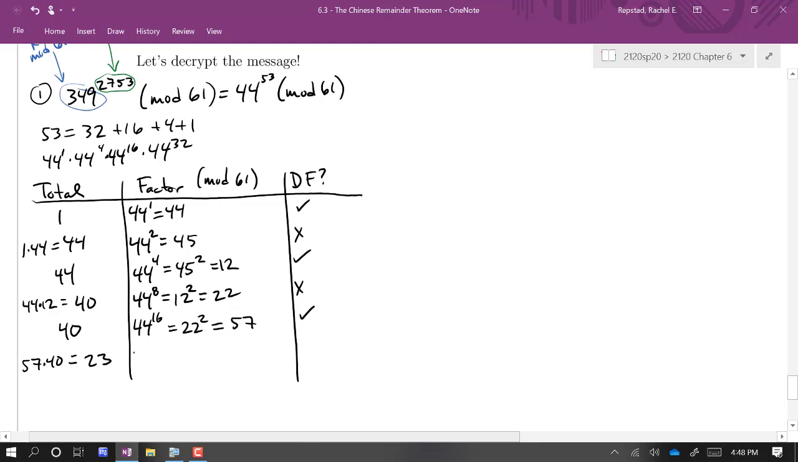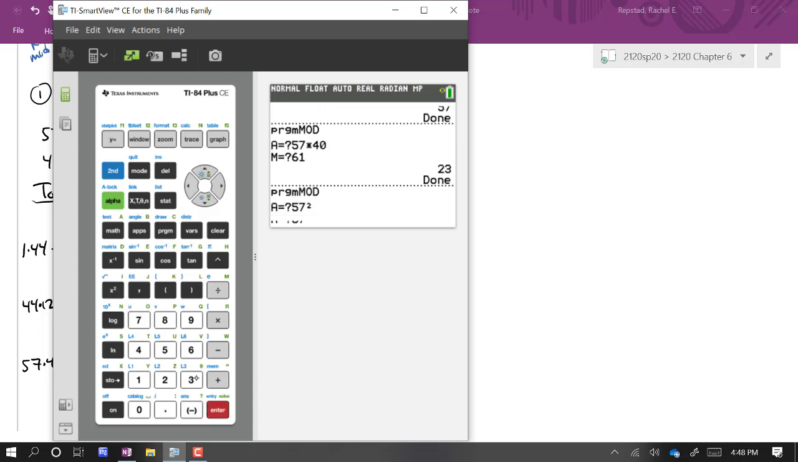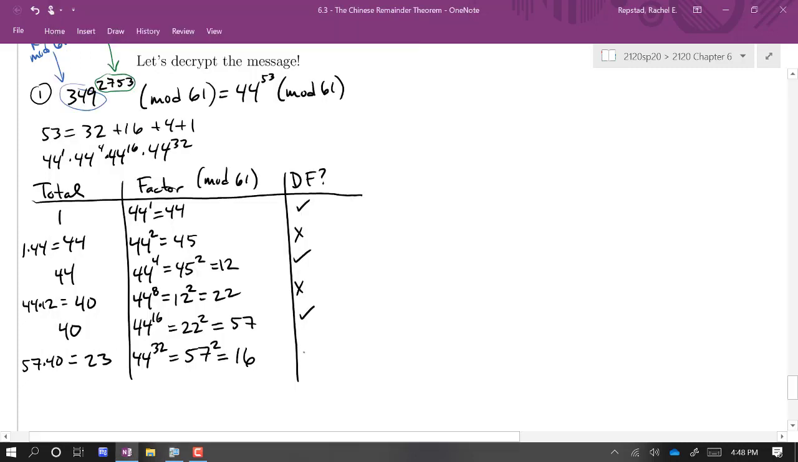And last, 44 to the 32nd power, that's 57 squared. Squared mod 61 is 16. That's desired. It's our last desired factor. So 23 times 16.